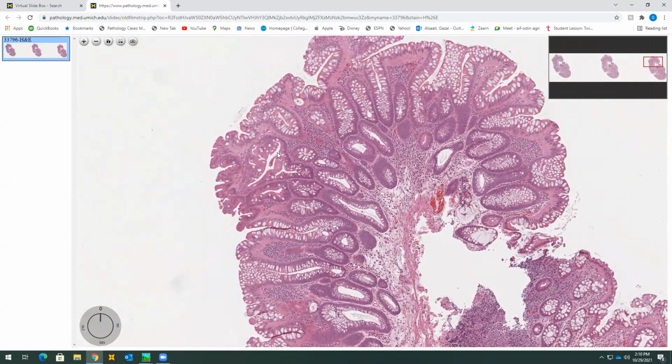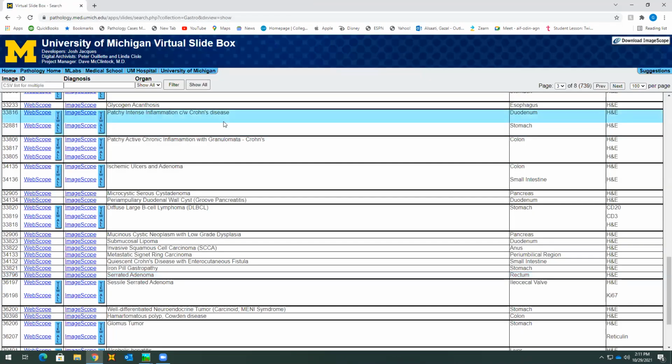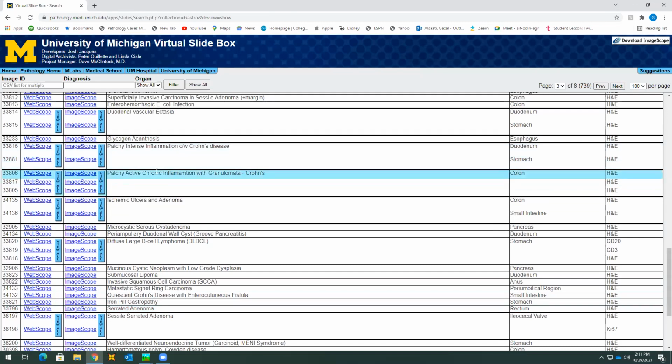See how it's serrated here? And by the way, with traditional serrated adenoma, the follow-up is much closer than for a tubular adenoma. So if you are in doubt, go with the higher grade, so you'll get the patient back closer. Okay. Now, what else?